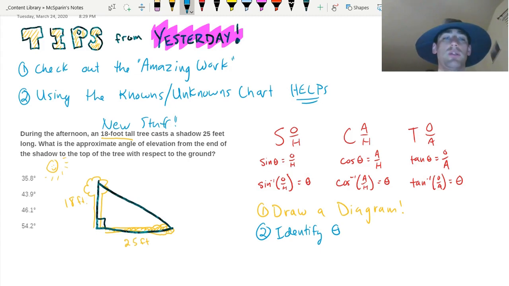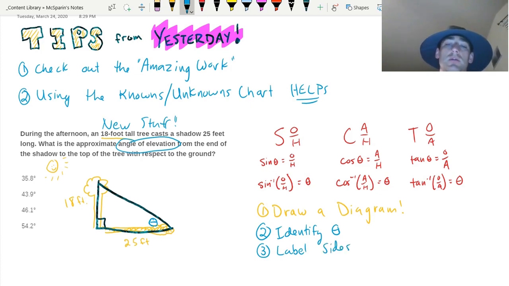Now in this one, it wants to know the angle of elevation from the end of the shadow to the top of the tree with respect to the ground. That's a little confusing. I'm just going to tell you, angle of elevation is that angle right there. So there's my theta. All right, step 3 after identify theta is label sides.